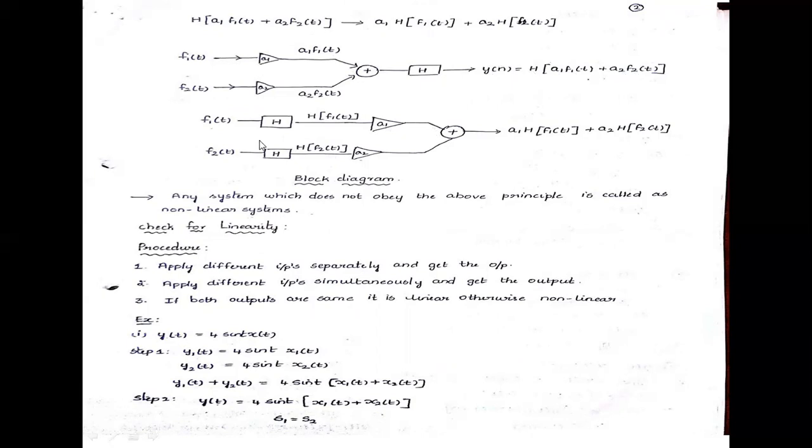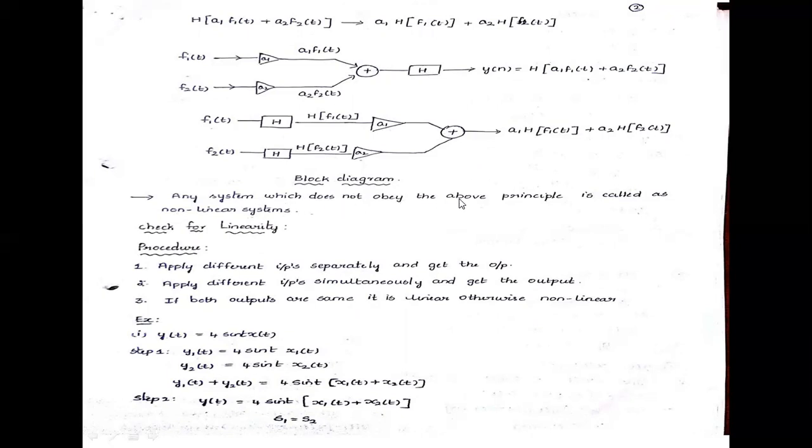In the second block diagram, f1 of t first passes through the system, giving h of f1 of t, and f2 of t also passes through the system, giving h of f2 of t, and then they are multiplied with a1 and a2. After that, you can add the two signals. Before the system you can add the signals, and after the system you can add the signals. Both are equal: a1 h of f1 of t and a2 h of f2 of t. We can call it a linear system.